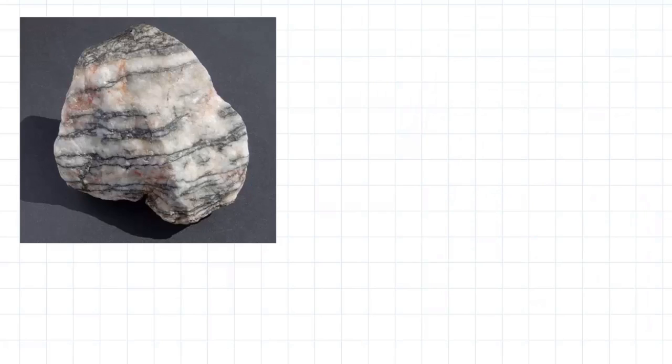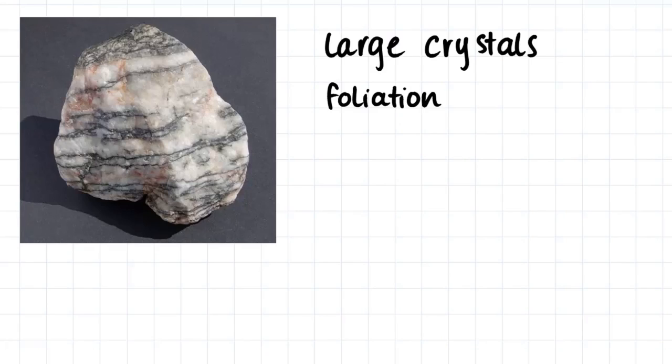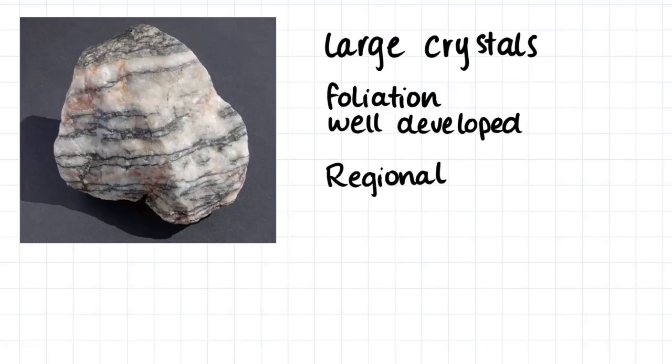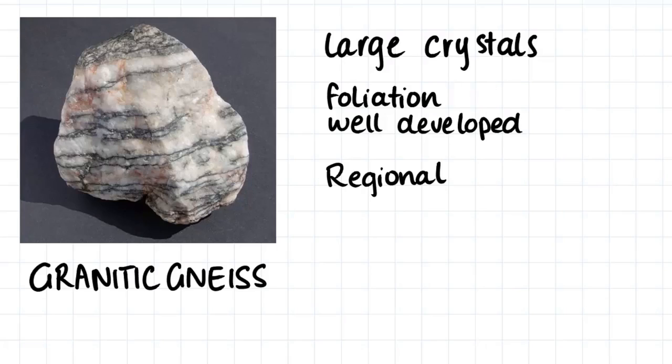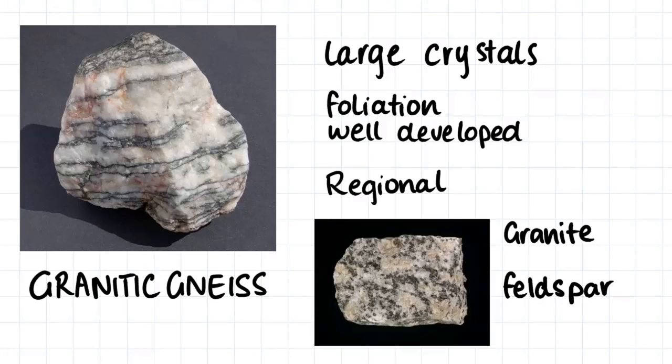This rock here clearly shows quite large crystal grains. It also shows clear foliation which is quite well developed. The rock has gone through quite a lot of regional metamorphism, and this sample is known as a granitic gneiss. It is called this because it forms from the regional metamorphism of granite.